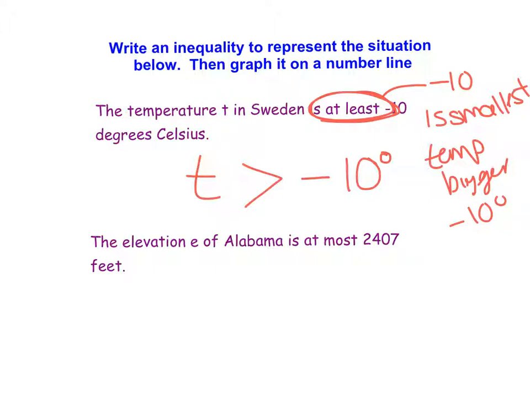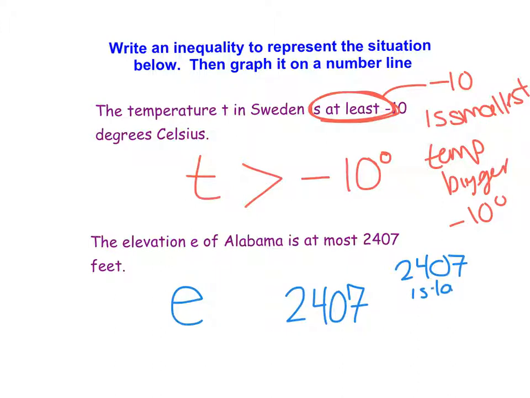Then if I look at the next one, it says the elevation E of Alabama is at most 2,407. So at most means that 2,407 is the largest or the tallest. We can put tallest that it will be, the highest it will be. So that means that E is 2,407 or less. So here we can do less.